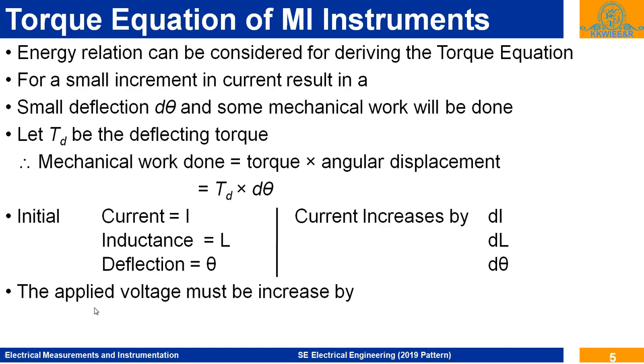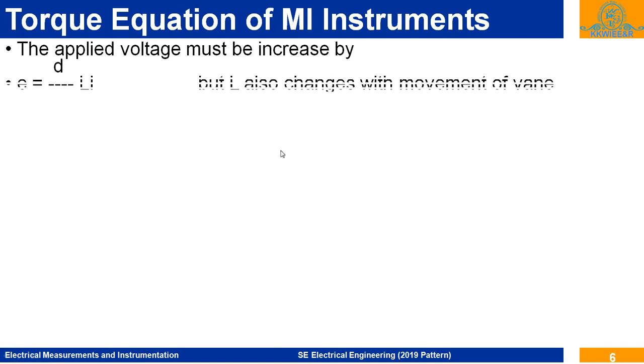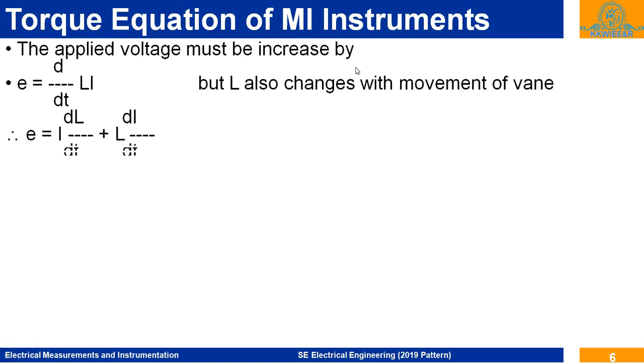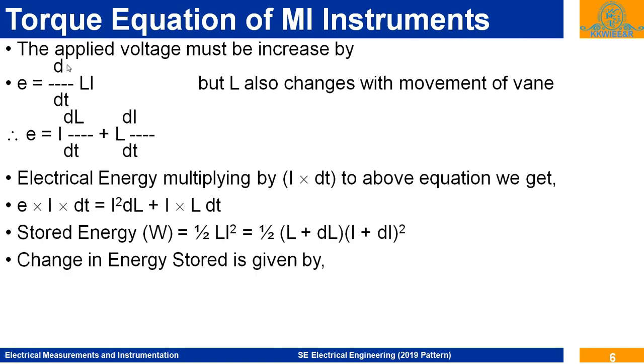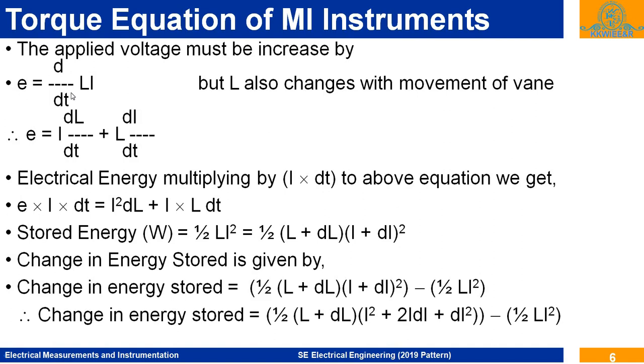Because of this, the applied voltage is also increased. The applied voltage must be increased by E is equal to d by dt of Li, because the inductance is also changed and the current is also changed. So with this change in L and I, the voltage is increased. But L also changes with the movement. How is this L changed?